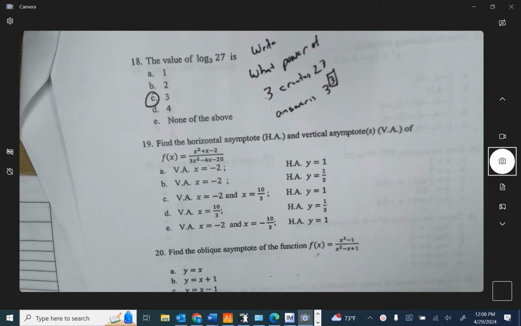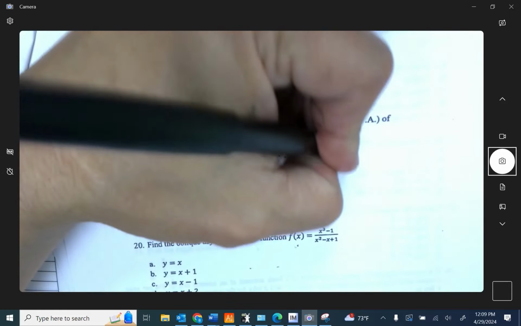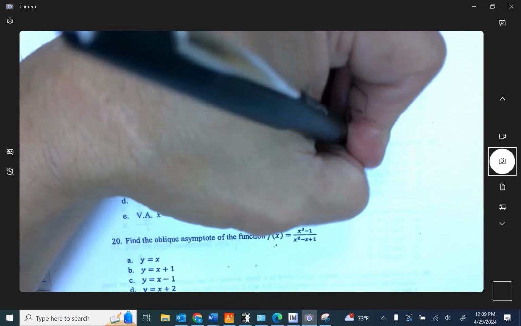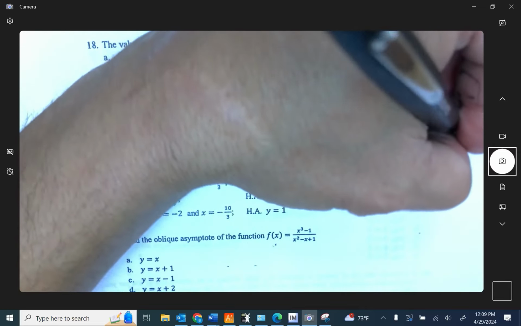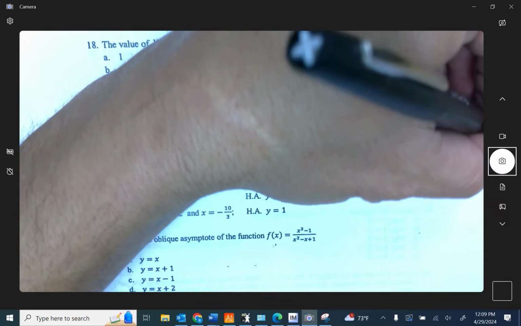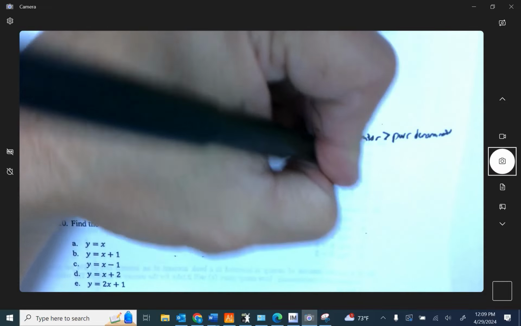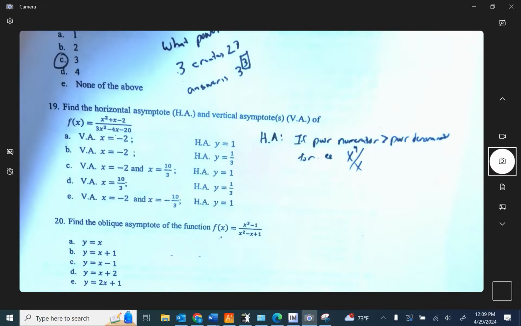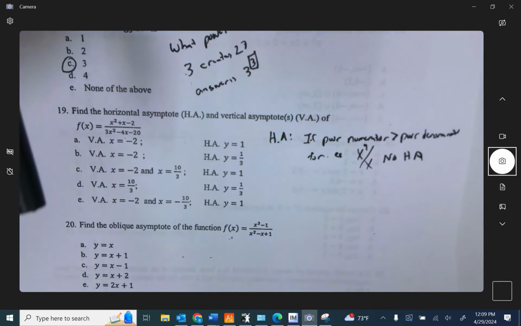All right, find the horizontal asymptote and vertical asymptotes of the following. So let's start with the HA. There were 3 rules. Rule 1: if the power of the numerator is greater than the power of the denominator, for example, x to the 4th over x, there is no horizontal asymptote. Doesn't exist.